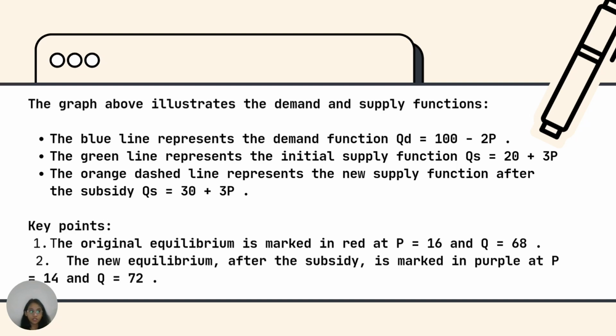The key point here is the original equilibrium is marked in red at P equals 16 and Q equals 68. And the new equilibrium after the subsidy is marked in purple at P equals 14 and Q equals 72. Okay, that's all.